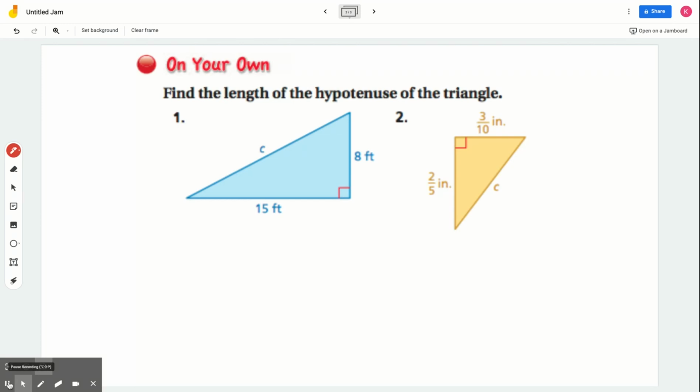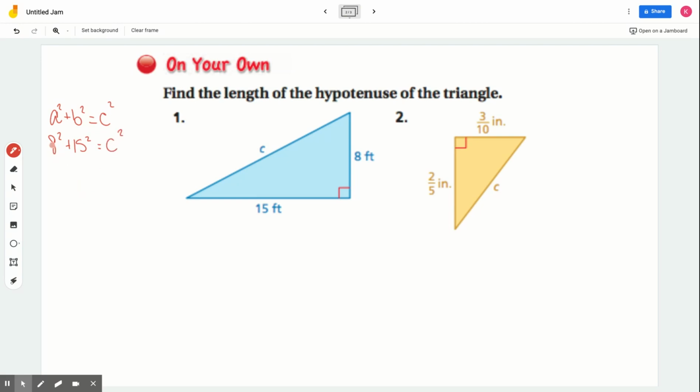Now, taking a look at number 1, we are going to find the length of the hypotenuse, or the longest side of the right triangle. We're going to start by writing our formula, a squared plus b squared equals c squared, and fill in the pieces that we know. I often use the smaller side as side A, but it doesn't particularly matter. So 8 squared plus 15 squared equals c squared.